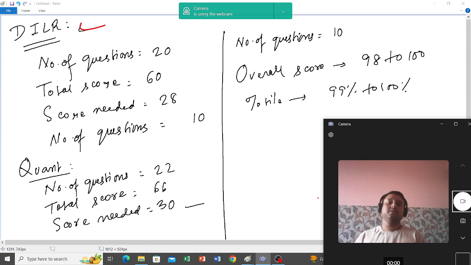Okay, the other part is LR, that is logical reasoning. In logical reasoning, normally you will not be given any graph as such, but you will be given a big paragraph which will consist of some information. So you need to analyze that information as much as possible.